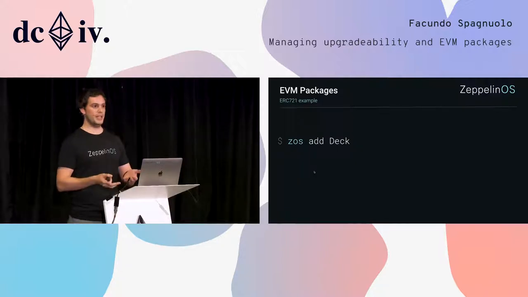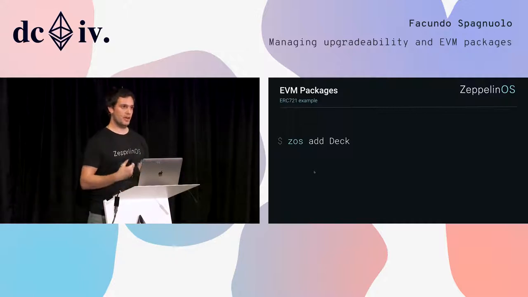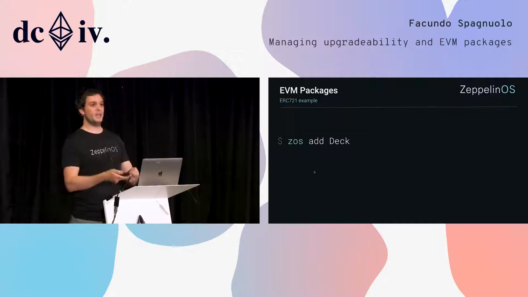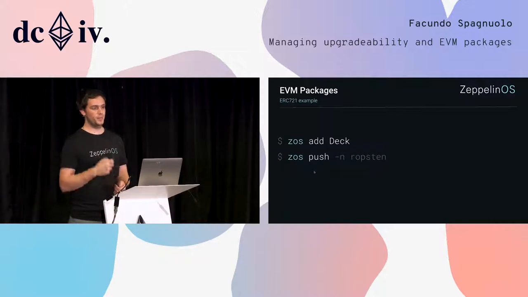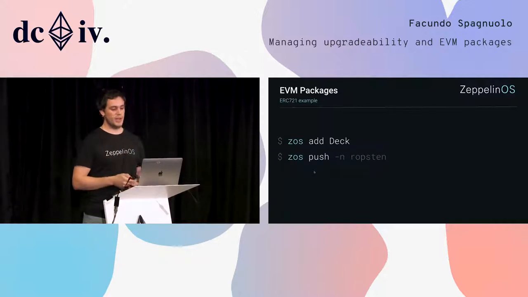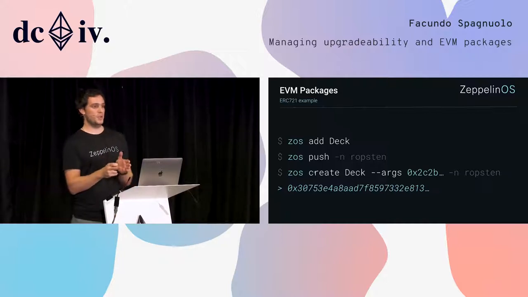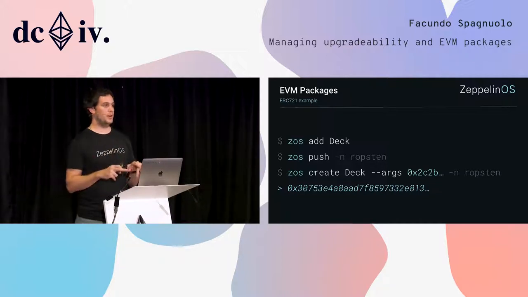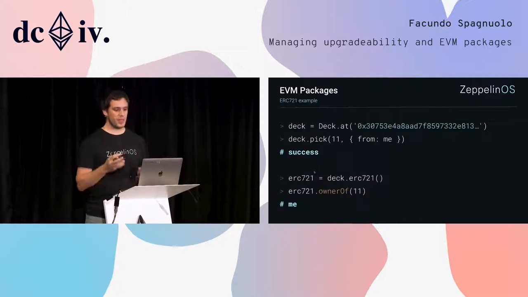So let's now use this new ERC-721 instance in order to create an instance of our DEC contract. As we did before, in this case we do need to add the DEC contract, so we're running the add command. Then we're pushing the source code of the DEC contract to the network. And finally, we are running the create command in order to create a new instance of the DEC contract, passing here the address of the ERC-721 instance that we created before. And we will receive the address of our upgradeable instance of the DEC contract.